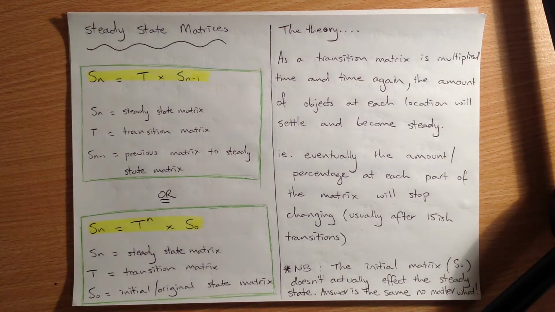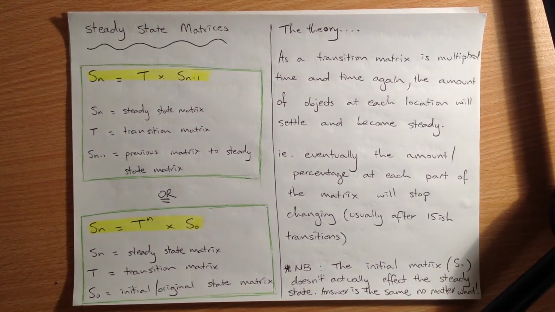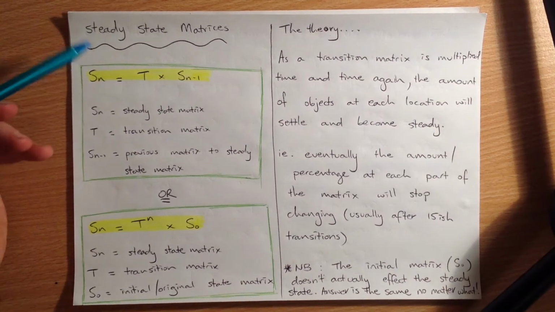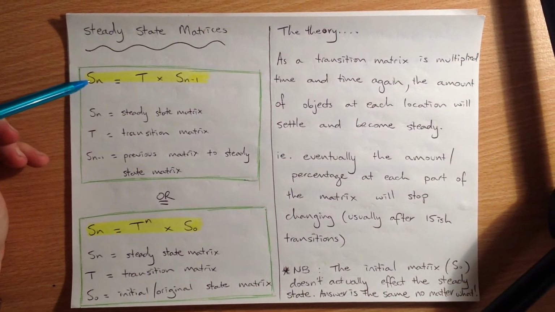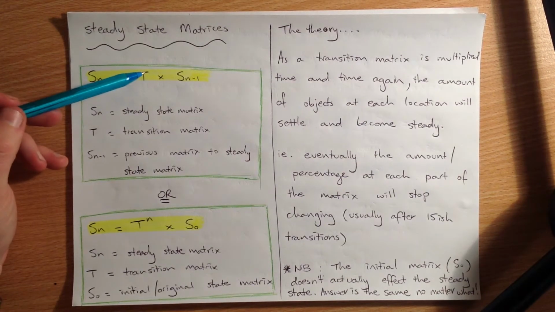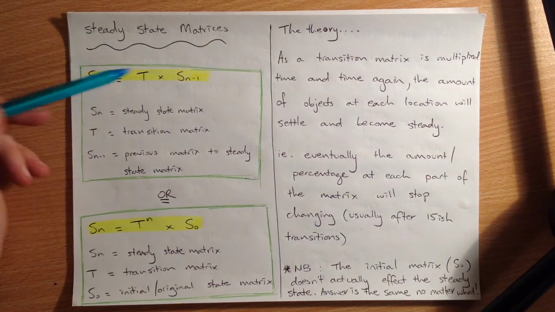Alrighty, last but not least is the steady state matrix or steady state matrices. Let's just get a few formulas out of the way and then we'll start to explain what's actually going on. So this formula says that the particular state matrix that we're looking for, usually the steady state matrix, is the transition matrix times the previous steady state matrix.